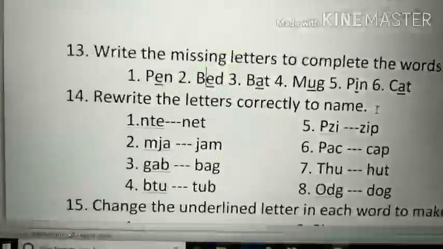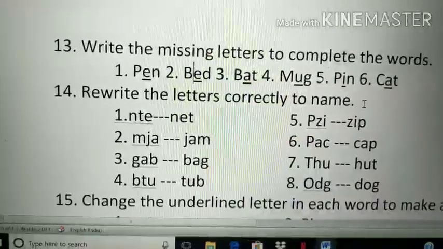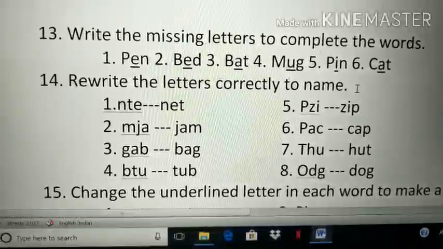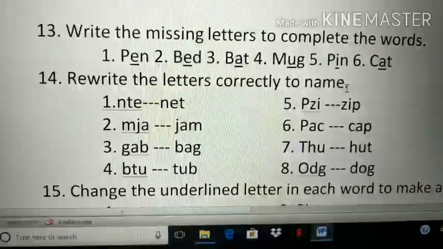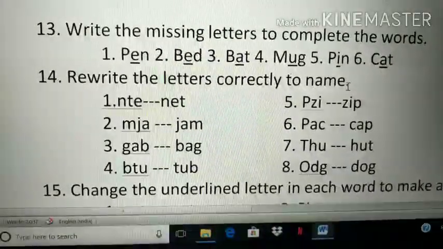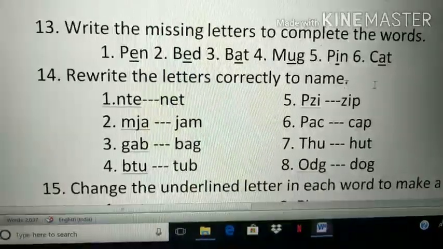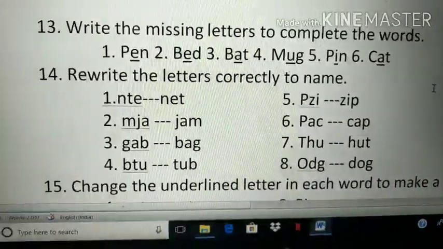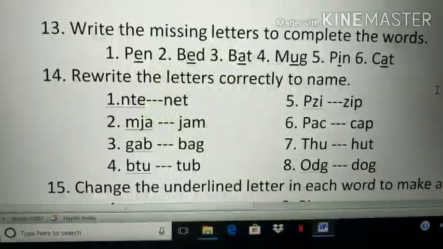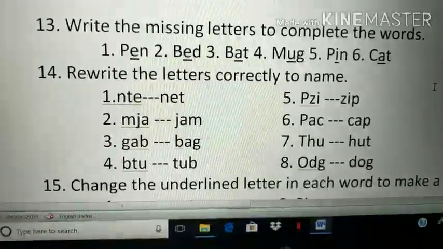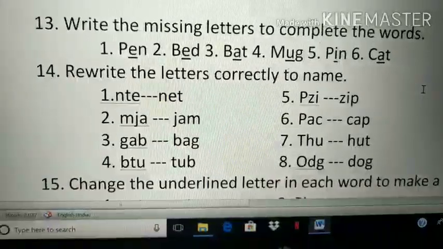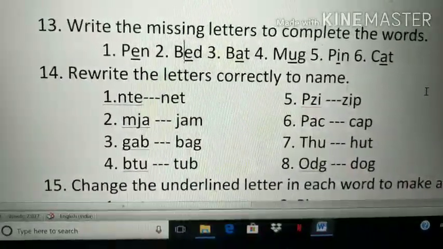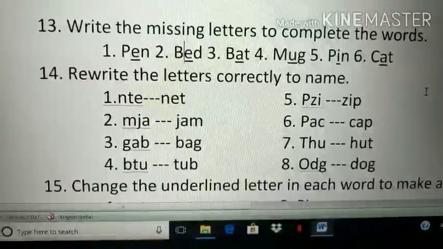Write the missing letter to complete the words. Pens, bats, bat, mug, pin, cat. Question number 14. Rewrite the letter correctly to name: net, jam, bag, tube, jeep, cap, hot dogs.